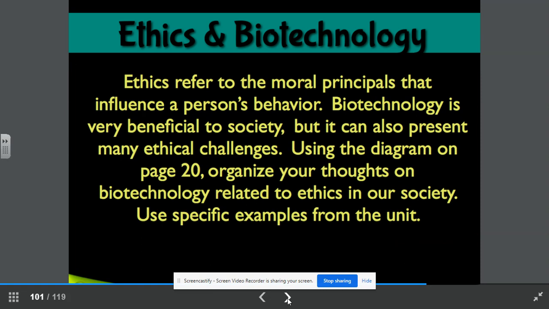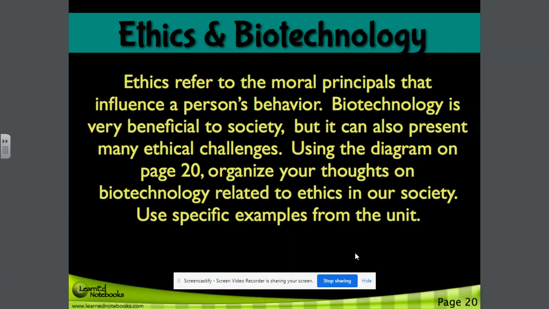Finally, ethics in biotechnology, and we will be having debates in class on this topic. Ethics refers to the moral principles that influence a person's behavior. Biotechnology is very beneficial to society, but it can also present many ethical challenges. Using the diagram on page 20, in class, your teacher will explain how to organize your thoughts on biotechnology related to the issues in ethics today. You will be able to use specific examples from this unit.